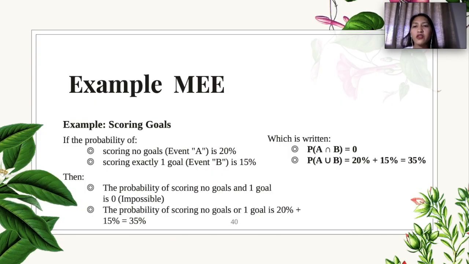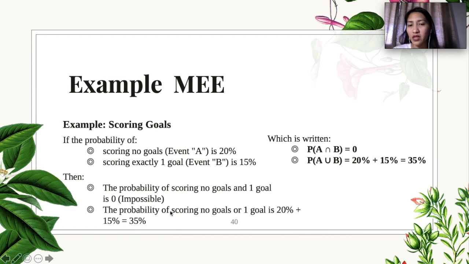Ayan, so let's proceed to another example. Scoring goals. If the probability of scoring no goals, event A, so yung event A ay scoring no goals, halimbawa lang to ay 20%. Tapos, yung scoring exactly 1 goal, sabihin na natin na yun yung event B, is 15%. So, ang probability na pag-score mo ng no goals and 1 goal ay 0 kasi isa lang dapat. So, the probability of getting A and B is 0. The probability of event A intersect B is 0.